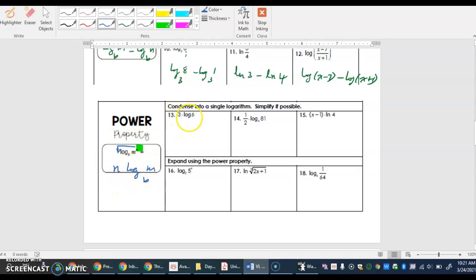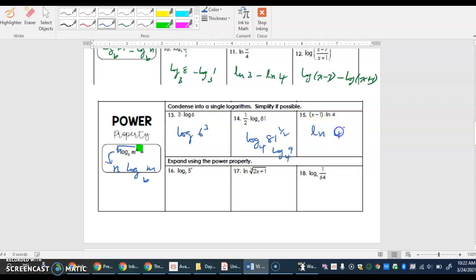So if I say 3 log 6, now you have to do the opposite. Going from here to here over this, you can write it as log 6 cubed. Okay, you can write this as log 81 to the power of half base 4. So this is square root of 81, which is 9. So you can also write it as log 9 base 4.